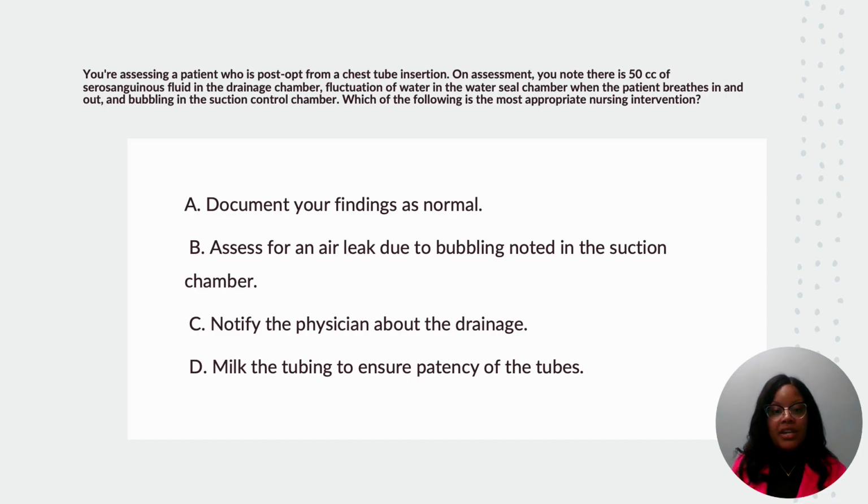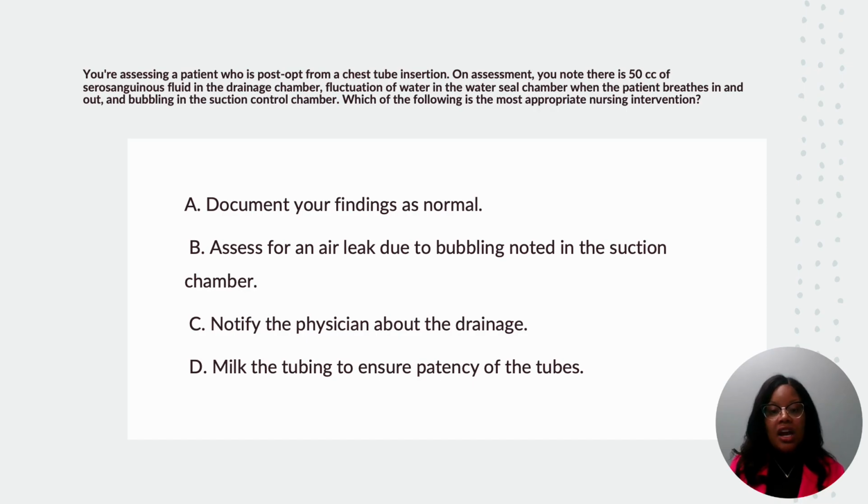You are assessing a patient who is post-op from a chest tube insertion. On assessment, you note there is 50 cc's of serous sanguineous fluid in the drainage chamber, fluctuation of the water in the water seal chamber when the patient breathes in and out, and bubbling in the suction control chamber. Which of the following is the most appropriate nursing intervention?